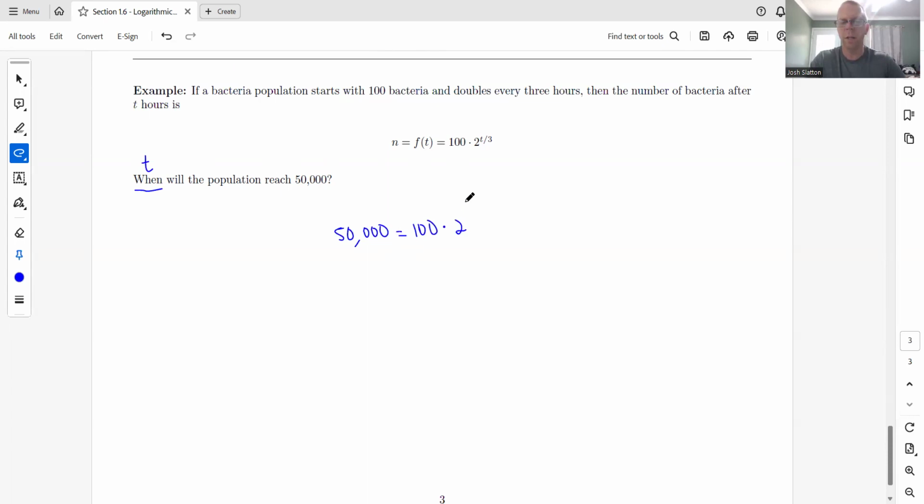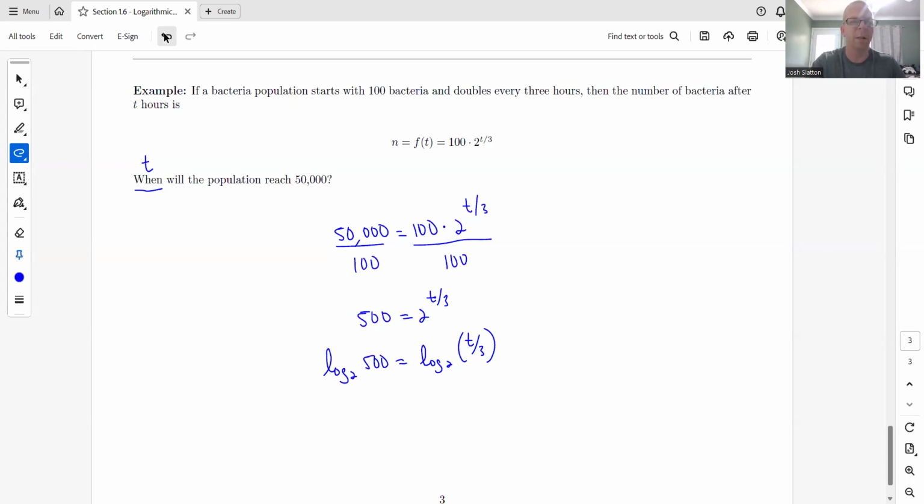So in this case, the exponential part is not by itself. So we need to get that by itself first, and we're going to divide by 100. And so now we have 500 equals 2 to the t over 3. And so now we can do the same thing we did in the previous problem. The base is 2, so we'll do log base 2 of 500, and log base 2, and now t over 3 is what we're taking the log.